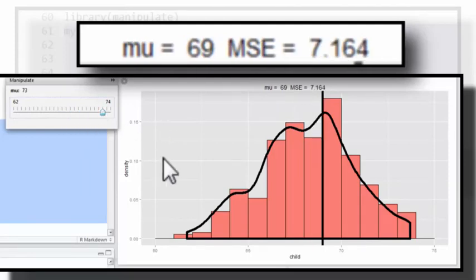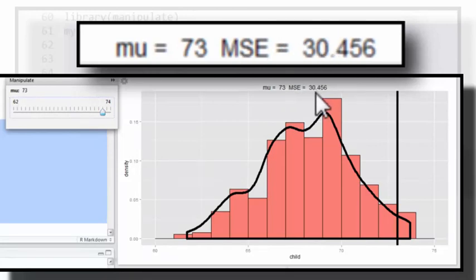So if I move it all the way over here, right, this mean squared error, this measure of imbalance, gets quite large. So again, this is just illustrating the point that the empirical mean is going to be the point that balances out the empirical distribution, and we're going to use this to talk about the population mean, which is going to be the point that balances out the population distribution.